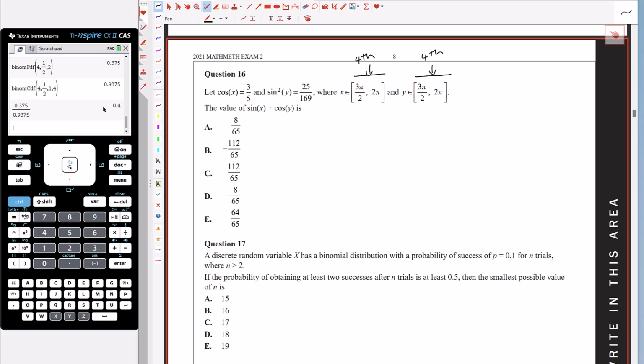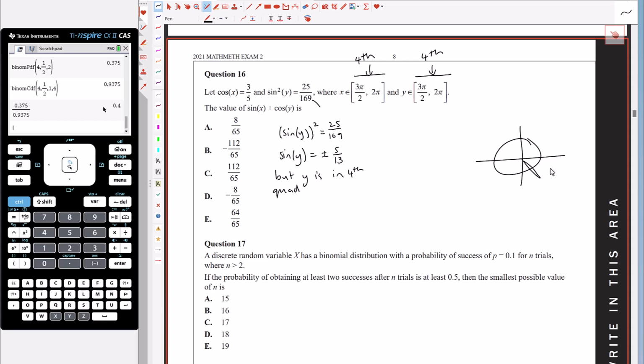So the first thing to realise is this one here. This means that sine y all squared is 25 on 169. So sine of y is plus or minus 5 on 13, which is a square root of 25 on 169. But because we're in the fourth quadrant, and we know that sine, which is the y coordinates in the unit circle, is negative down here in the fourth quadrant. So that means that sine of y is going to be negative 5 on 13.